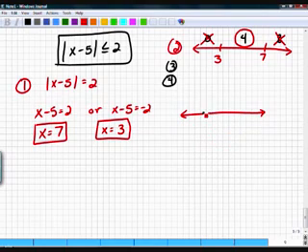The stuff in the middle worked. Here was 3, here was 7. The stuff, and since it's or equal to, we're going to do a closed circle, and we're going to shade which one? And just the middle, because that's what worked. The stuff in between 3 and 7 is what's going to work.